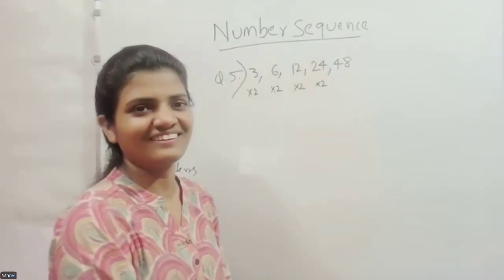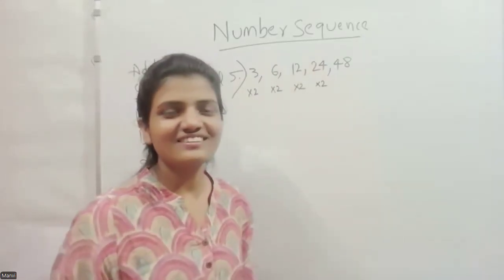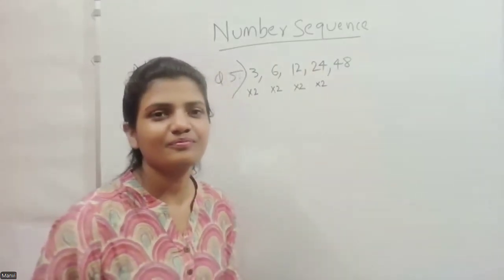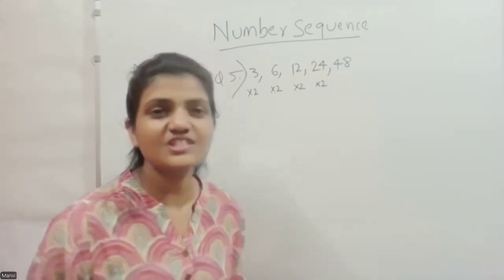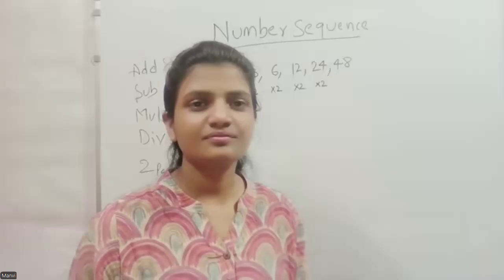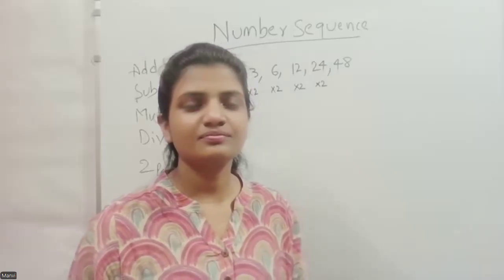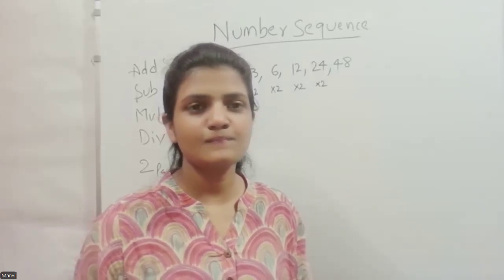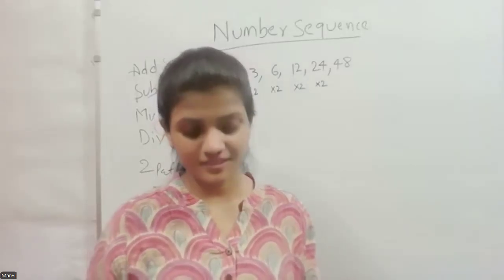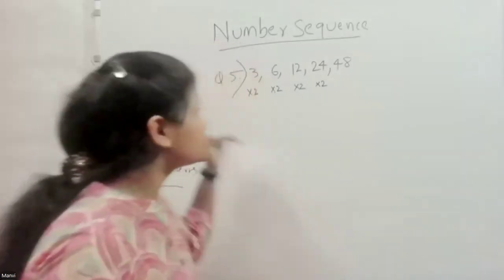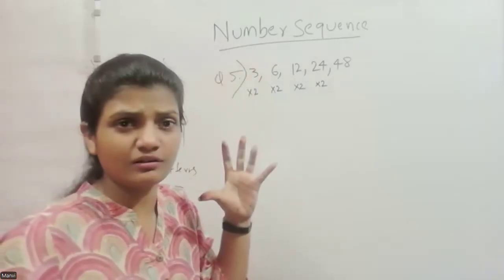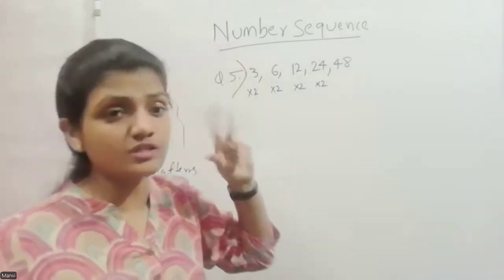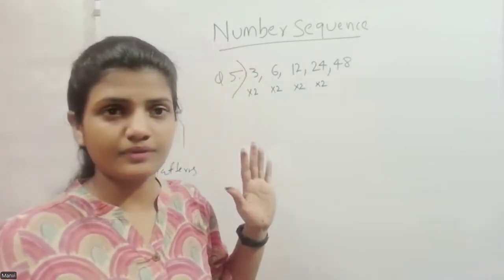What do you say, Rians? So what will be the answer, Jessica? 96? Yeah. So what we need to do, we need to see this sequence very carefully. They always follow some pattern. Always. Okay?